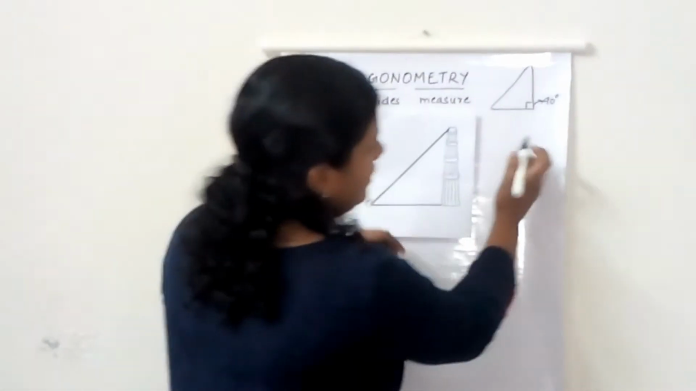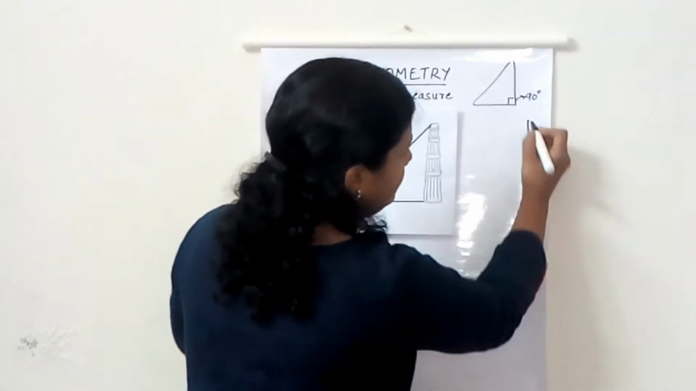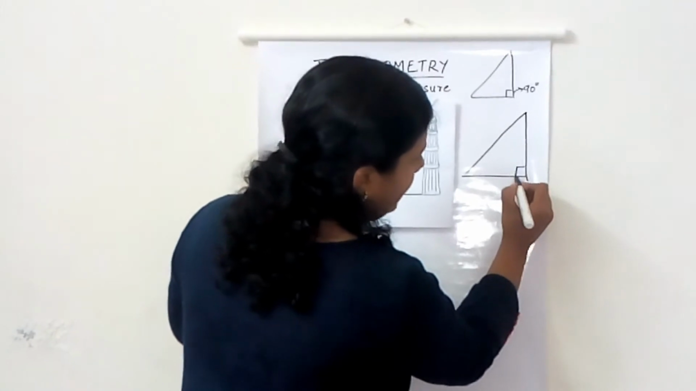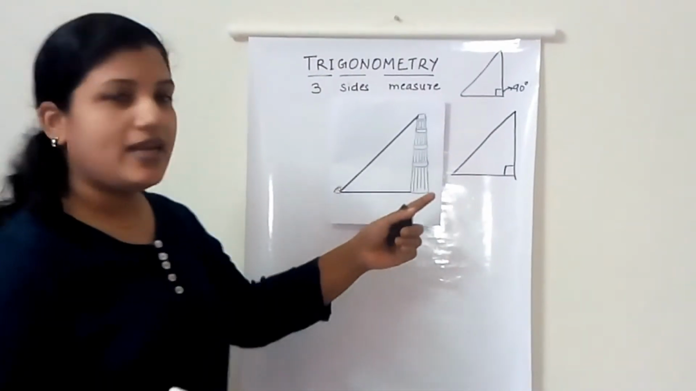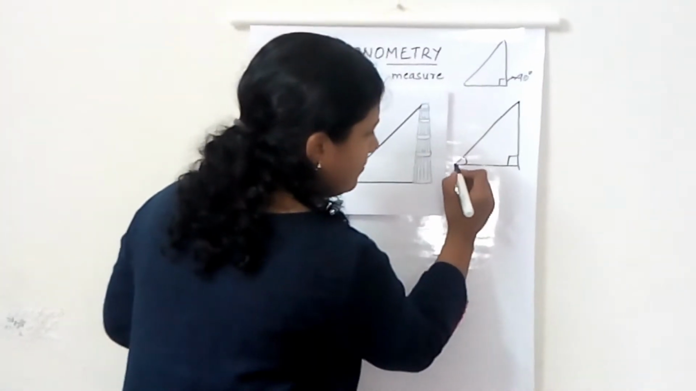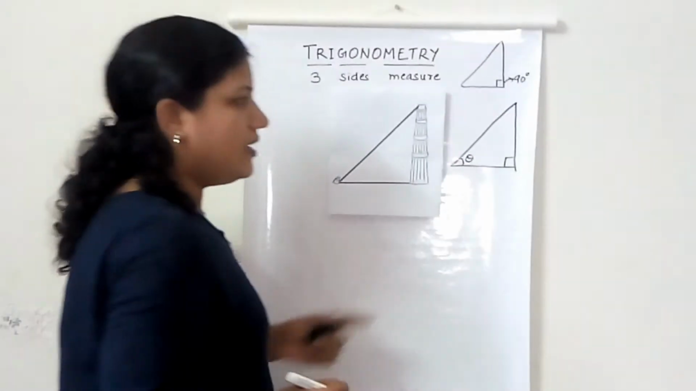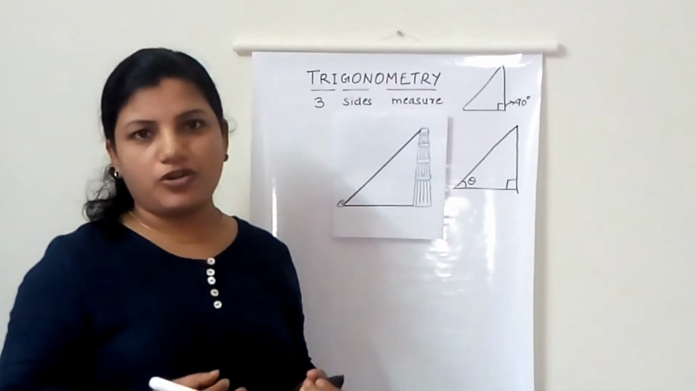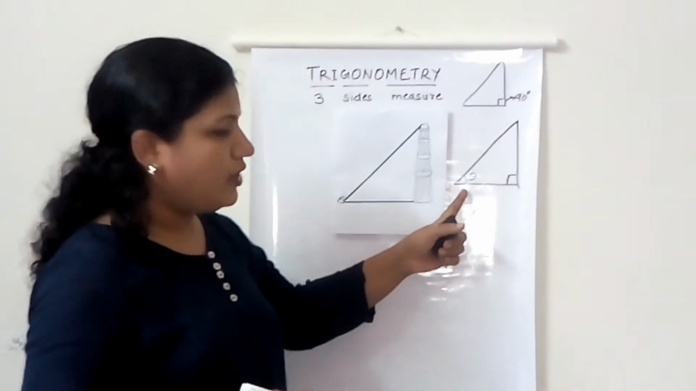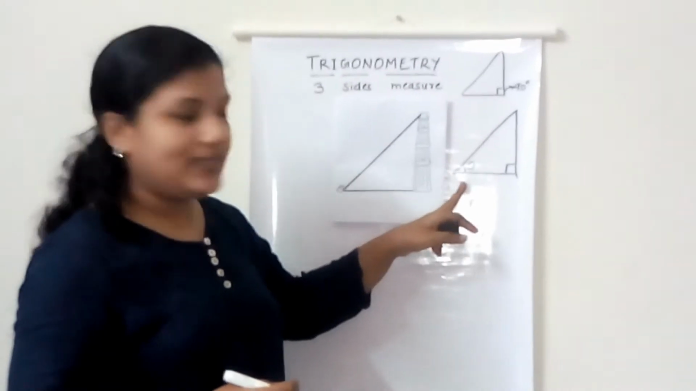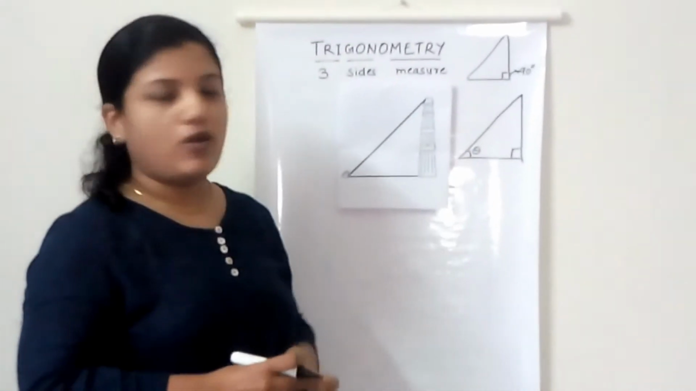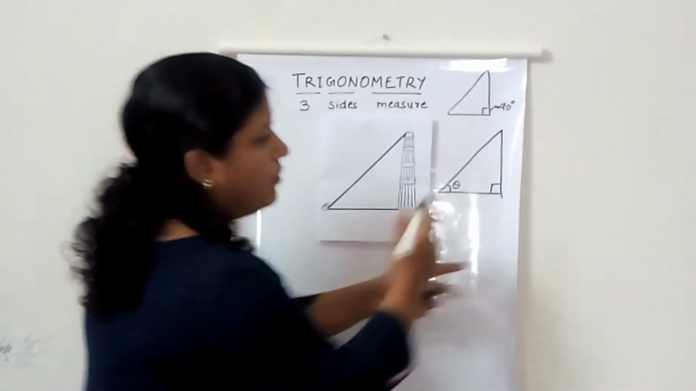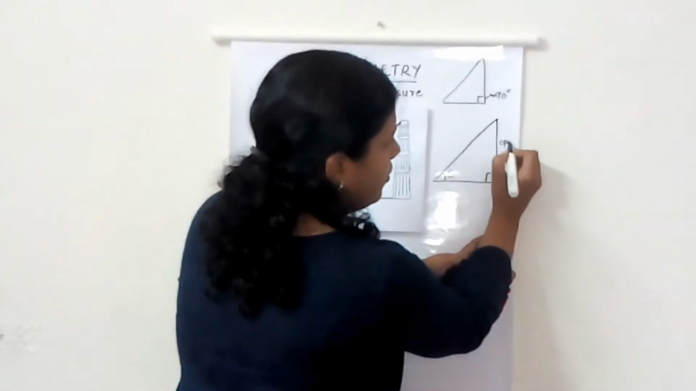Now, let's consider a right triangle with one angle 90 degrees. And I'm calling this angle theta. Theta is just a Greek letter that is used to represent the measure of an angle. So if I use this as theta, then we have what is called the opposite side of this angle. Now if this is your angle, the opposite side would be just this. So that is your opposite side.